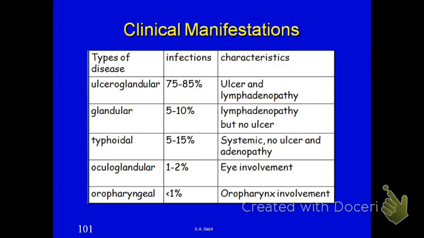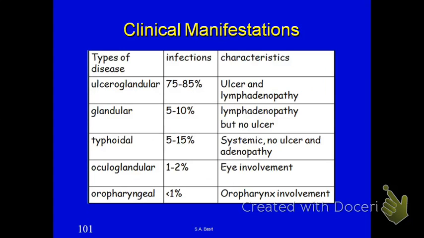The reason why we call it glandular fever is because of the swelling of the lymph gland, because the organism could be seen spreading in the lymphatics. Ulceroglandular means that you have an ulcer and at the same time lymphadenopathy. The term lymphadenopathy means that you have a swollen lymph node. The majority of the cases would be ulceroglandular. When you say glandular, you only have lymphadenopathy but you don't have any ulcer.